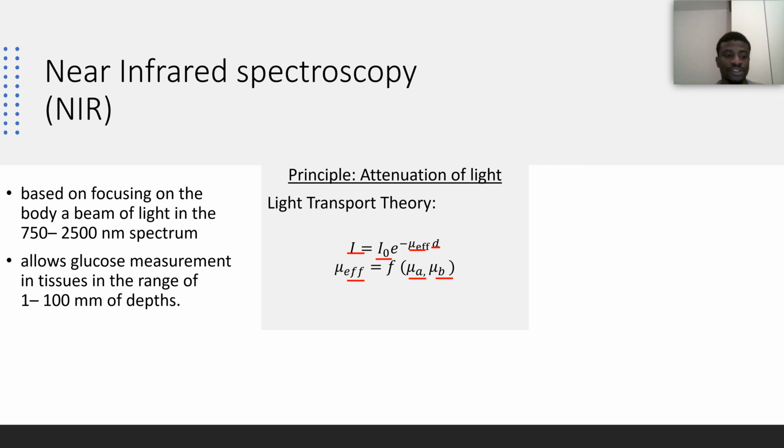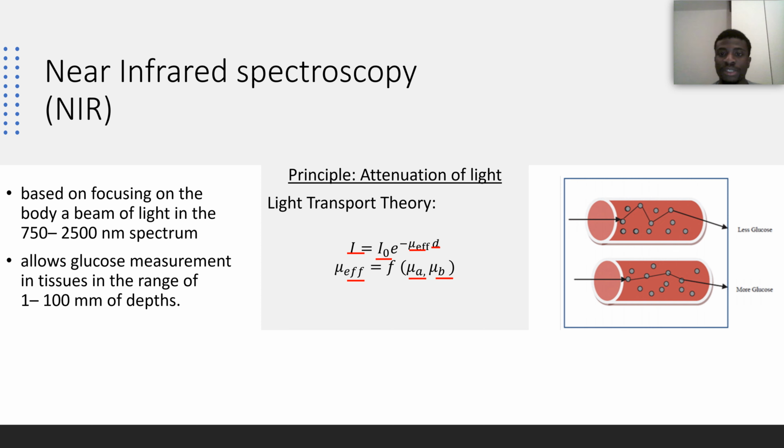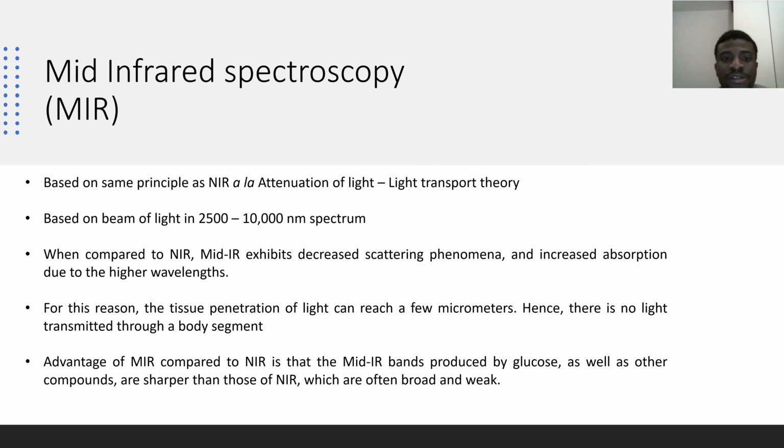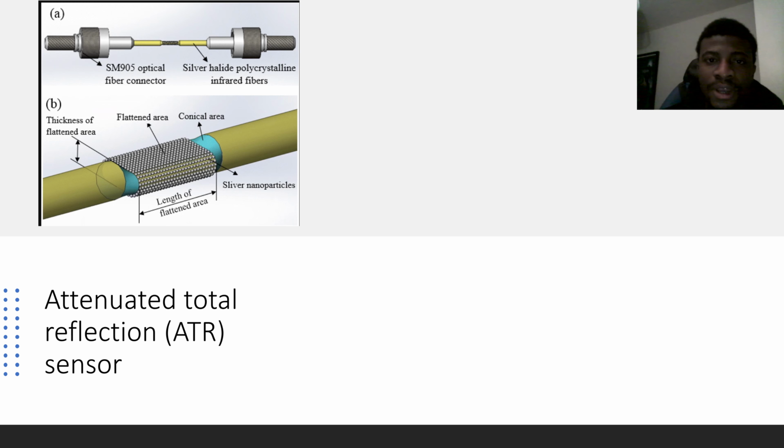Increasing glucose concentration decreases these coefficients and shortens the optical path, which consequently increases the light intensity. This can be depicted in this figure. As you can see, the angles of bending in the incident light on the tissue with less glucose is more than the one with more glucose. Mid-infrared spectroscopy is based on the same principle as near-infrared spectroscopy. The major difference is that the beam of light that is focused is within the 2500 to 10,000 nanometer spectrum. An example of a sensor that uses mid-infrared laser spectroscopy is the attenuated total reflection sensor.